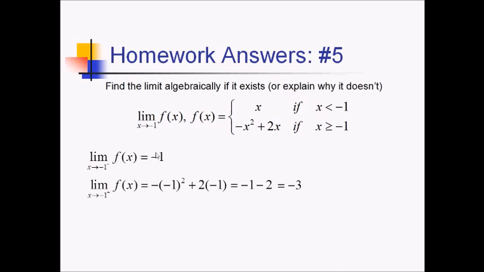Since negative 1 up here and negative 3 down here, the left and the right-sided limits do not match. That means our two-sided limit at x equals negative 1 is going to not exist.